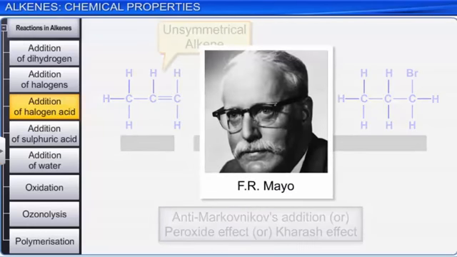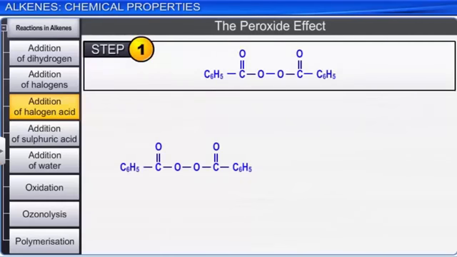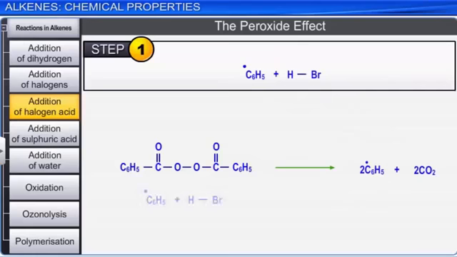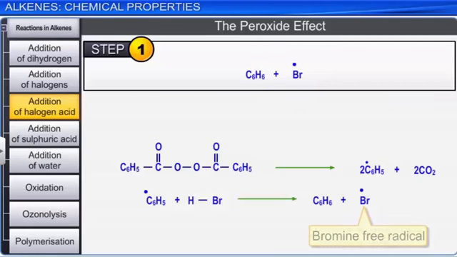The peroxide effect takes place via the free radical mechanism. In this reaction, initially benzoyl peroxide undergoes homolysis to form a benzene free radical. This attacks hydrogen bromide and results in the generation of a bromine free radical. This bromine free radical further propagates the reaction by attacking the double bond in propene.